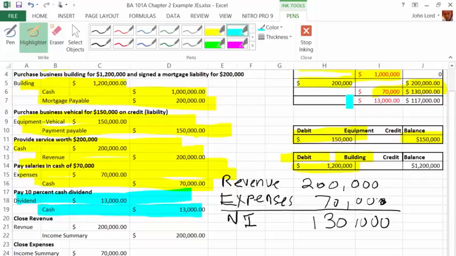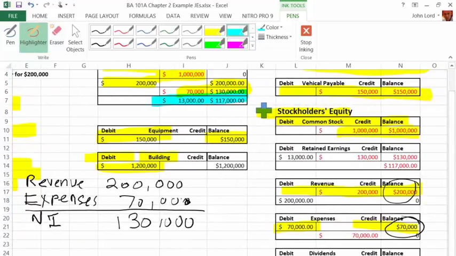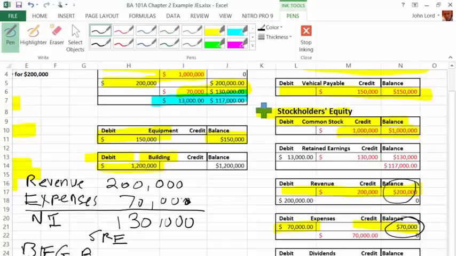Now, when we credit the cash $13,000, obviously it comes down to $117,000, and I'm going to do what? I'm going to look at my dividend account. I'm going to debit my dividend $13,000, so the balance comes up to $13,000, right? And so now I'm ready to prepare my second statement here, which is going to be my statement of retained earnings, right? Okay, and on my statement of retained earnings, SRE, statement of retained earnings. I'll show a beginning balance.